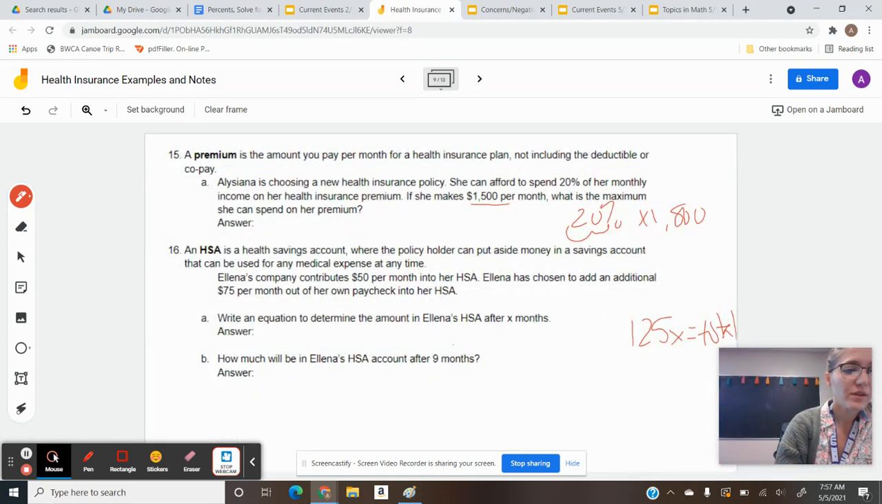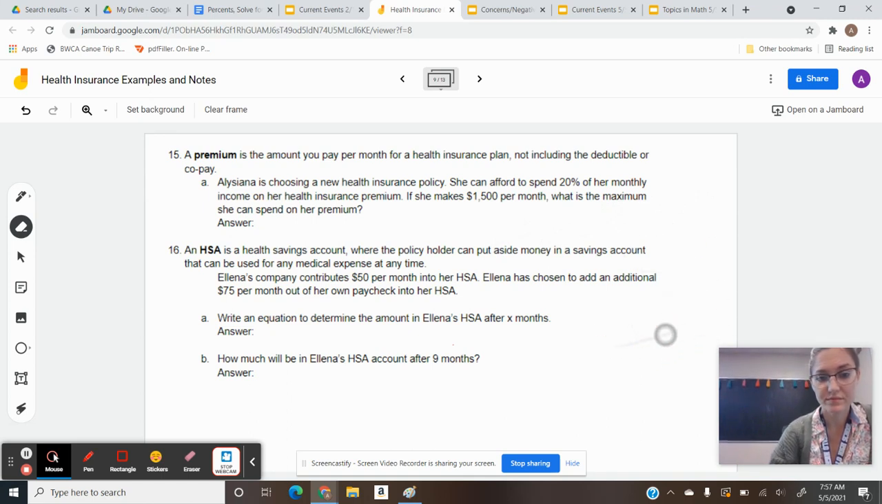Okay, number 15A. A premium is the amount you pay per month for health insurance. So that's just like the amount you're paying per month for your coverage. It doesn't go towards your deductible. It doesn't include copays or anything like that. That's just the amount that you pay in order to have insurance.